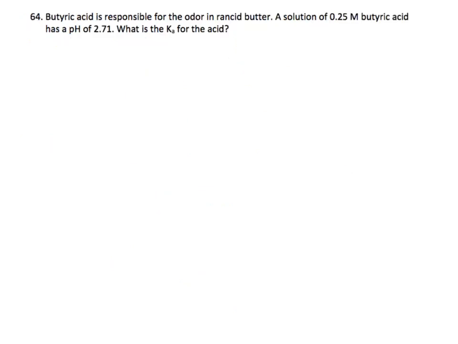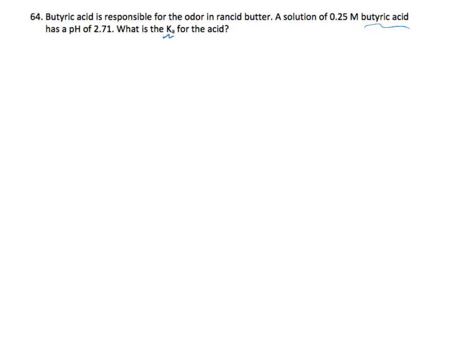Question 64. Butyric acid is responsible for the odor of rancid butter. A solution of 0.25 molar butyric acid has a pH of 2.71. What is the Ka? So butyric acid is a weak acid. It's asking for the Ka. It always goes along with weak acids.